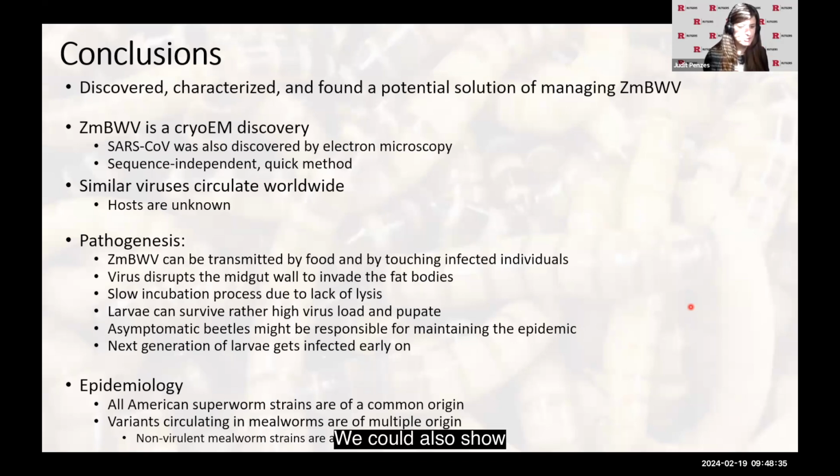We could also show that ZMBWV is indeed distributed nationwide, though with a really high degree of variation in its virulence, and that all virulent strains have a single common origin in North America. And then ultimately we can say that cryo-EM is sufficiently matured to be used as a virus detection as well as discovery method.